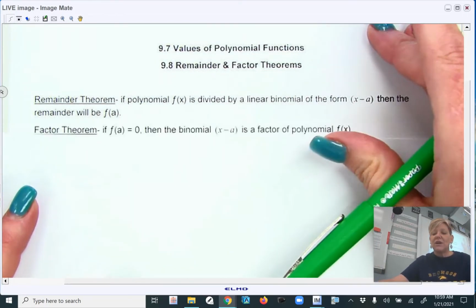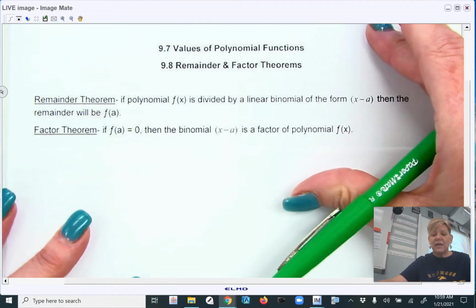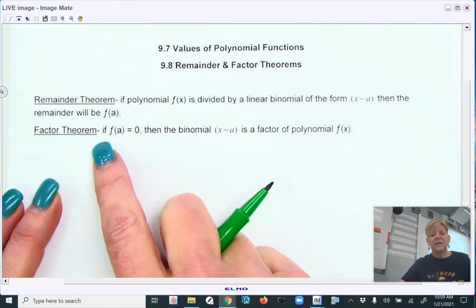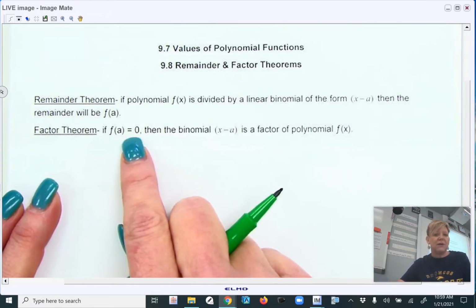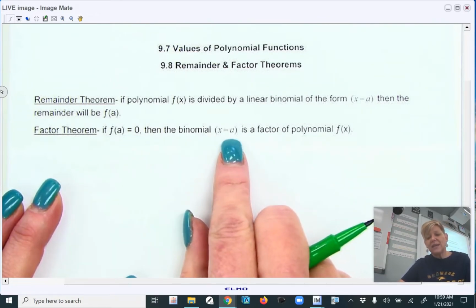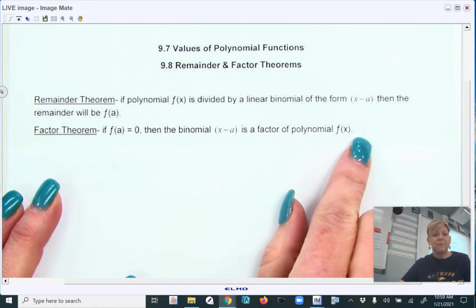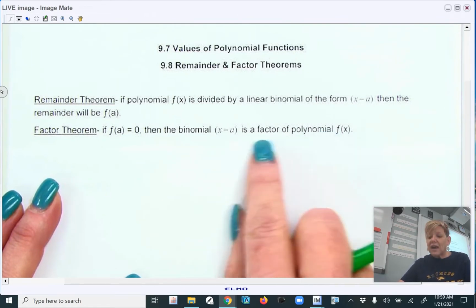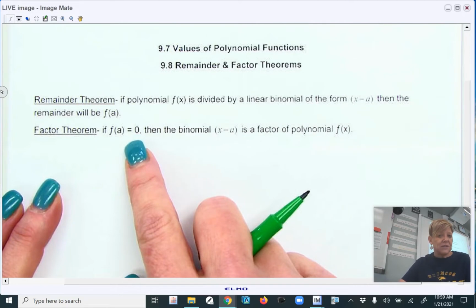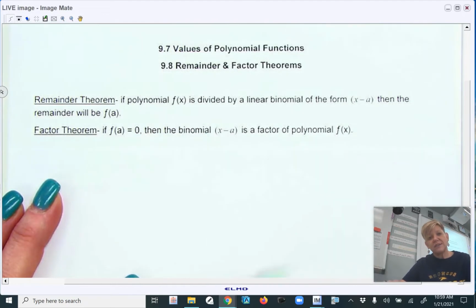Then we also are going to talk about the factor theorem today. And what the factor theorem says is if the remainder is 0, if f of a is 0, then the binomial x minus a is a factor of the polynomial. So to check if something is a factor, you want to make sure the remainder is 0. And that's all it says.